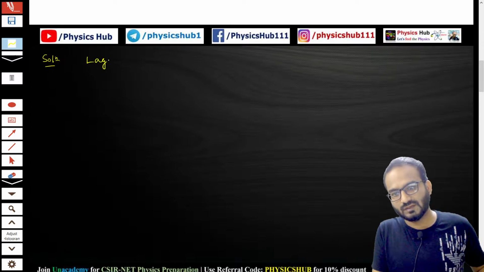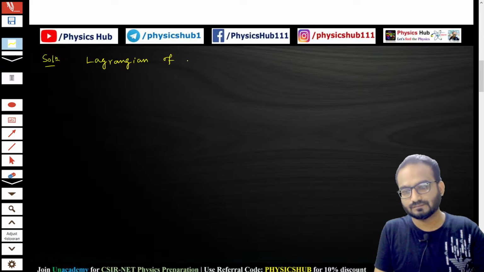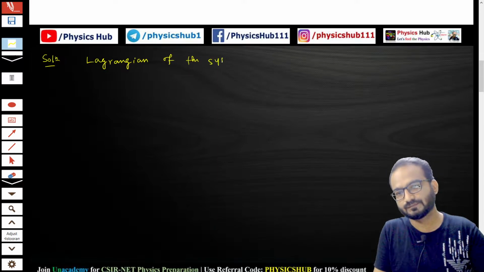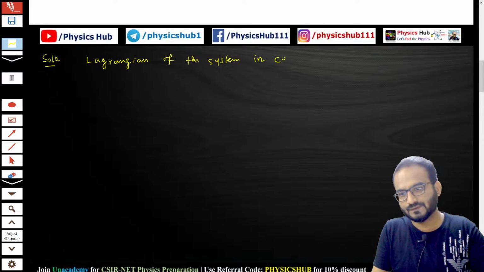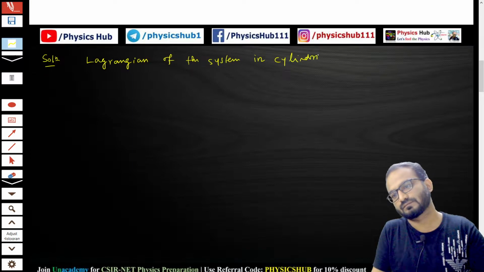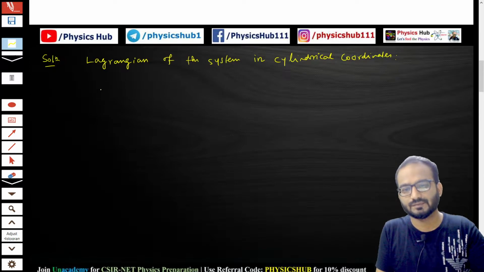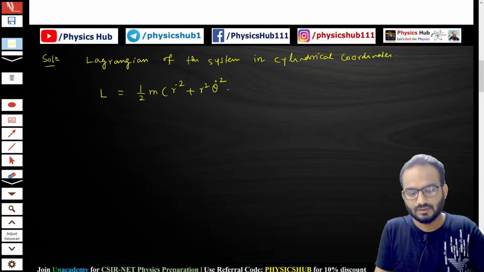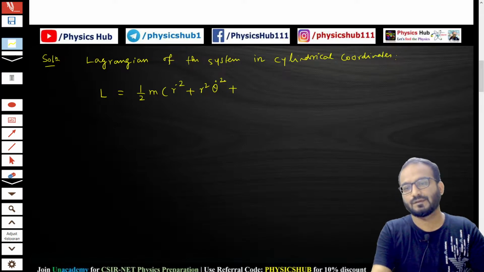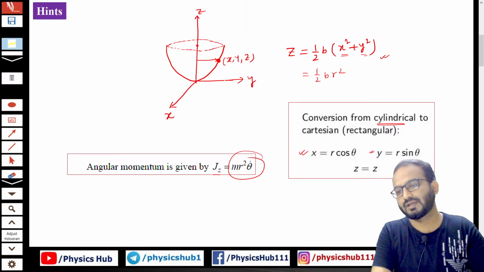So the Lagrangian of the system, here the system is a particle actually, in cylindrical coordinates. How to write the Lagrangian? Lagrangian L is equal to (1/2) m, you know it, standard, (r dot² + r² θ dot² + z dot²), where z = (1/2) b r² is given.